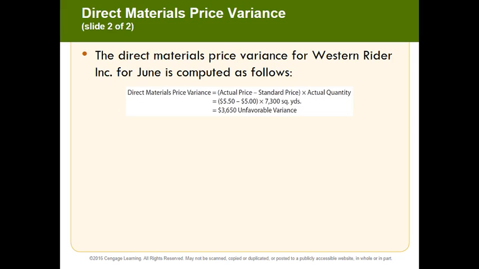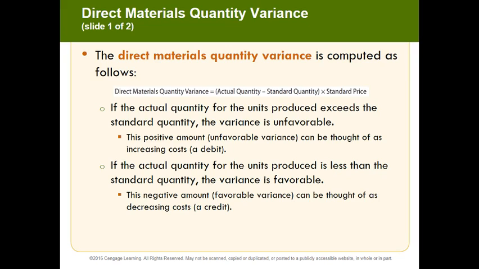Moving forward into direct materials, the direct materials quantity variance is taken by taking the actual quantity minus the standard quantity, then multiplying that by what the standard price should have been. If the actual quantity for units produced exceeds the standard quantity, the variance is considered unfavorable. This positive amount or unfavorable variance can be thought of as increasing our cost overruns. If the actual quantity for the units produced is less than the standard quantity, the variance is considered favorable. This negative amount can be thought of as decreasing costs.